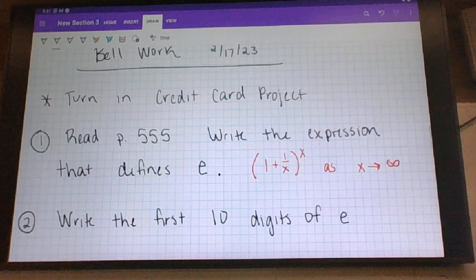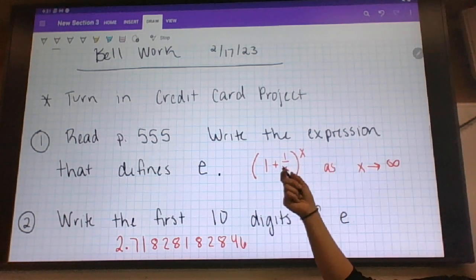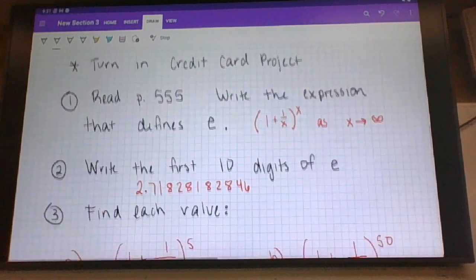So the first 10 digits. So you guys all know what pi is. What's pi? That's enough. So now you always know that e is 2.718281828 and then 46. It never actually repeats. But this is a number, as x approaches infinity, this just keeps approaching closer and closer to 2.7. It's kind of weird, but I proved it before.